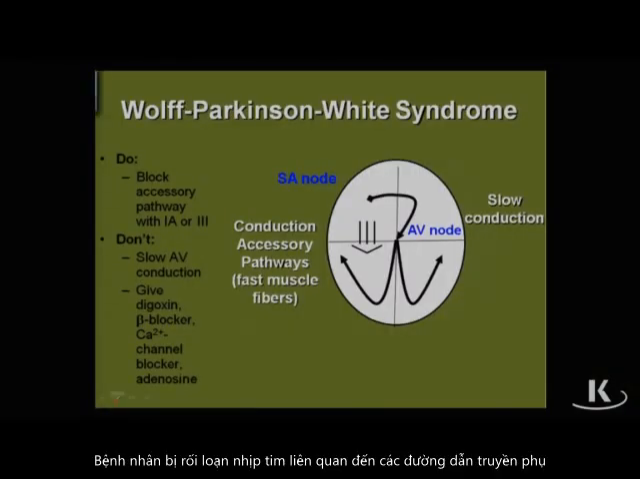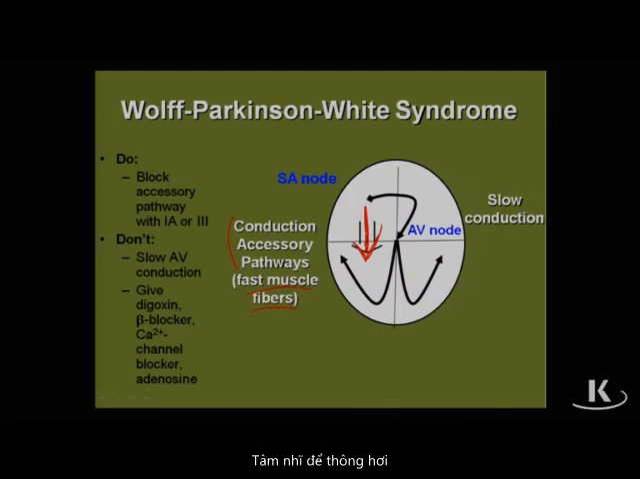In Wolff-Parkinson-White, the patient has an arrhythmia associated with conduction accessory pathways, CAPs. These are actually fast muscle fibers, healthy fibers that still bridge, as indicated by the big arrow in your diagram, atria to ventricles. It means there are literally two pathways to conduct the electrical activity from the heart.